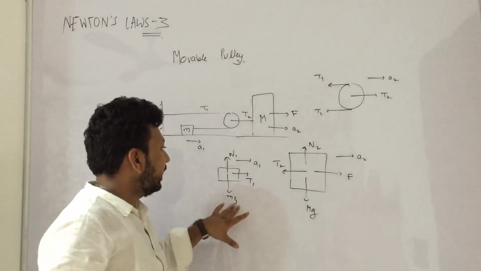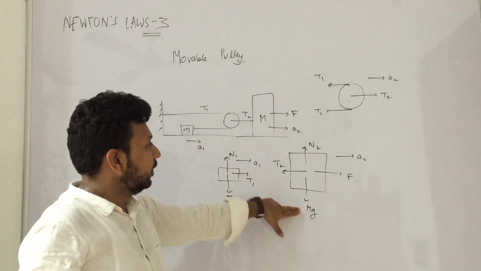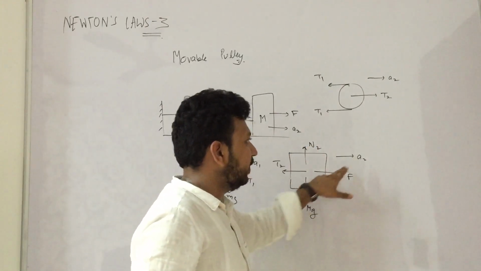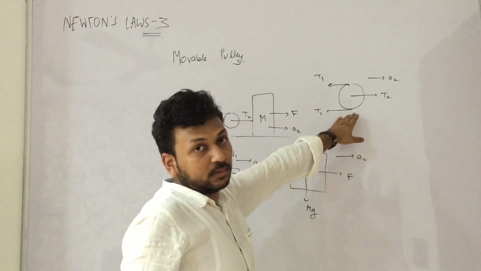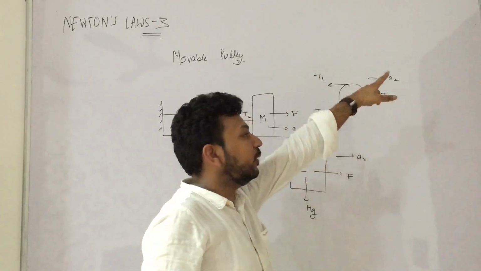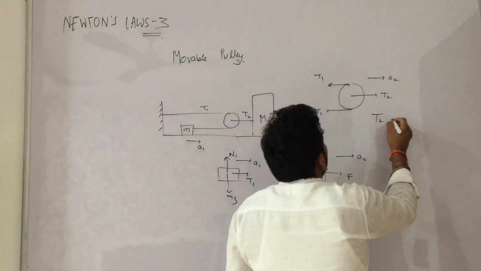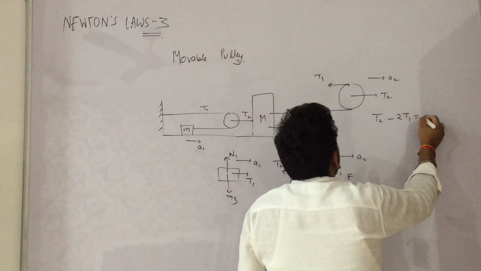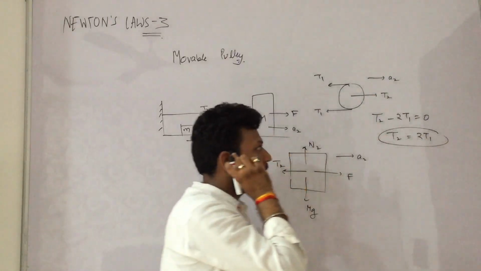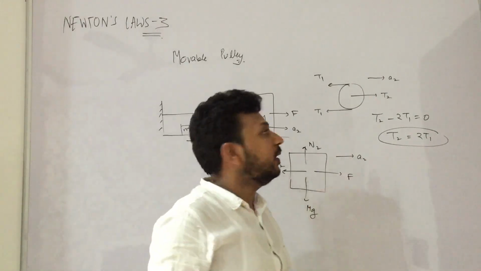Okay, so what will be the equations? N1 is equal to m g, T1 is equal to m A1. For the big block, N2 is equal to Mg, F minus T2 is equal to M times A2. For the pulley, T2 minus 2T1 is equal to mass times acceleration. The pulley's mass is 0, so we can write T2 minus 2T1 is equal to 0. T2 is equal to 2T1, first of all. This is a new relation that you have to see in case of a movable pulley.